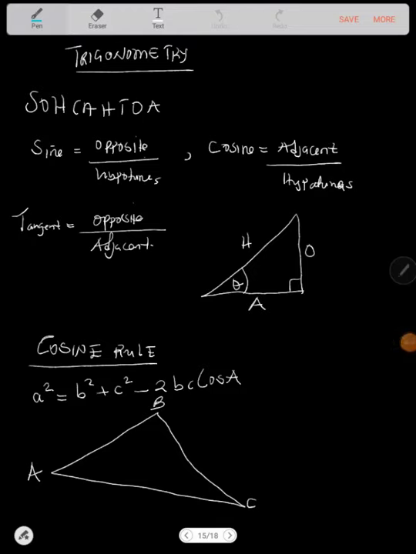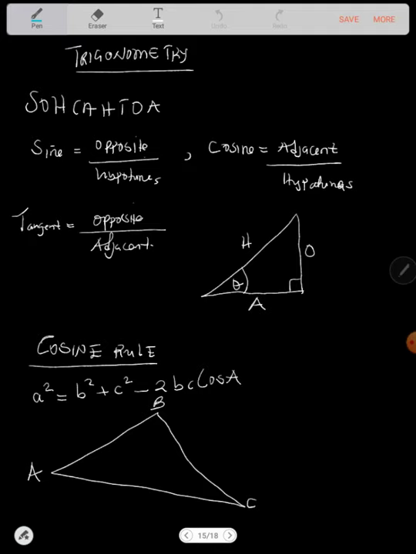In this video, in the previous tutorial, we'll be looking at trigonometry. Now, trigonometry, mainly, I'm not going to start from the introduction. I'm going to go direct into the main concepts.